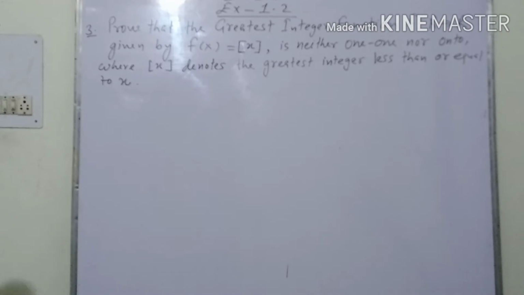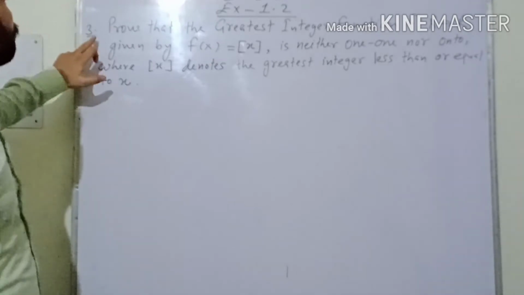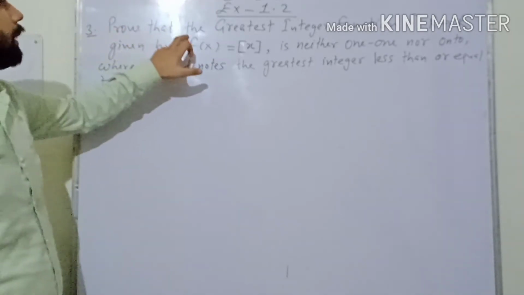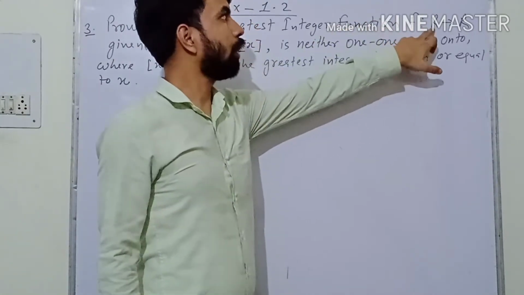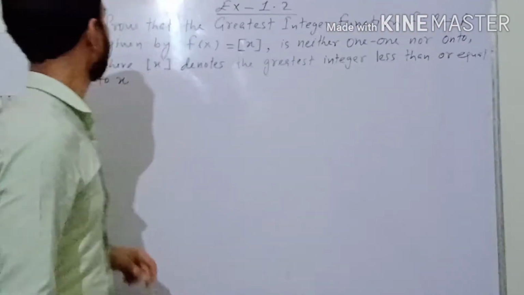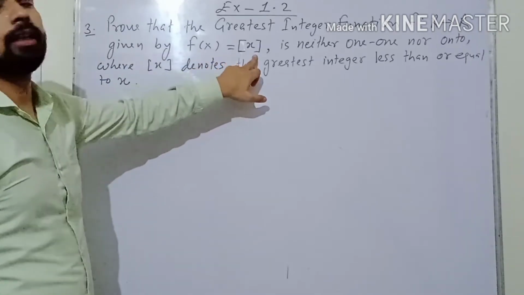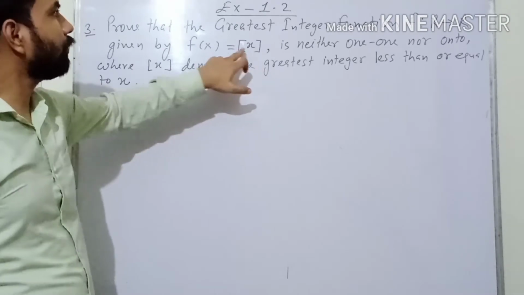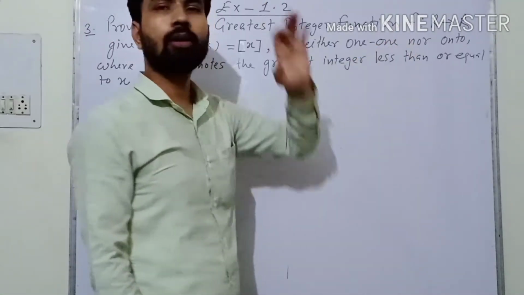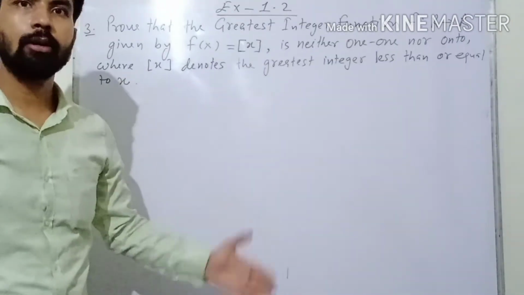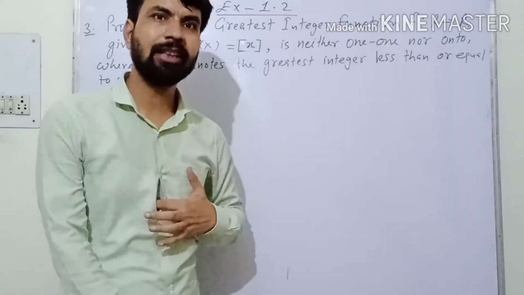Okay, students, now I am considering the third question. Prove that the greatest integer function f from real numbers to real numbers, given by f(x) = [x], is neither 1-1 nor onto. Neither will this be 1-1 nor will it be onto. This is a new function, although in 11th class I explained a little detail to you.